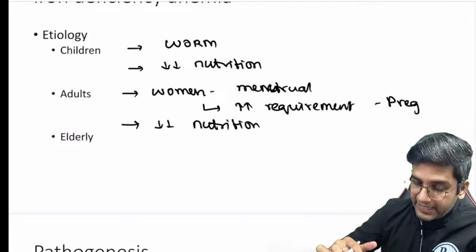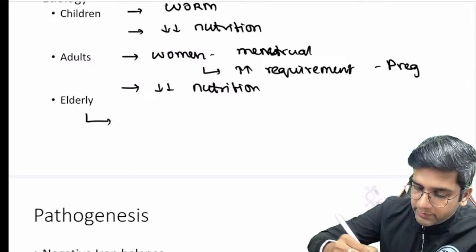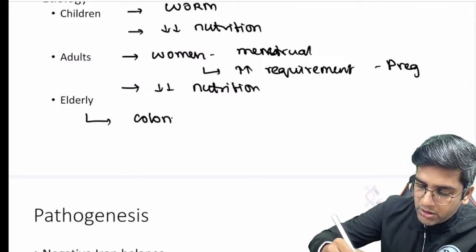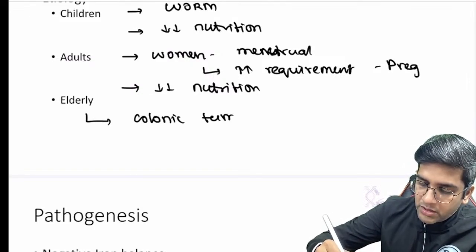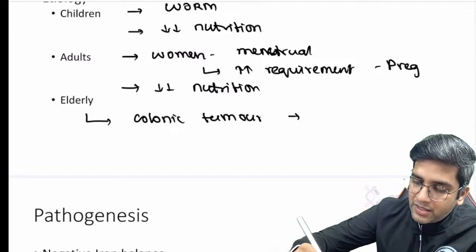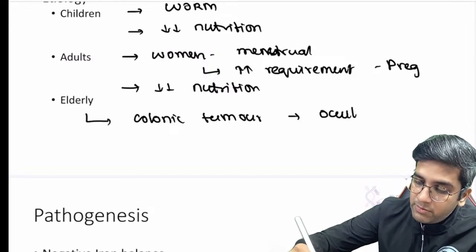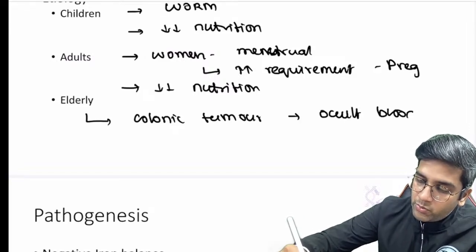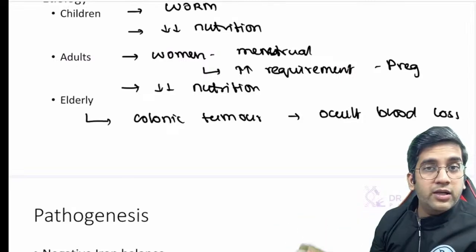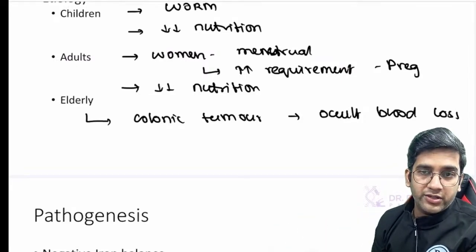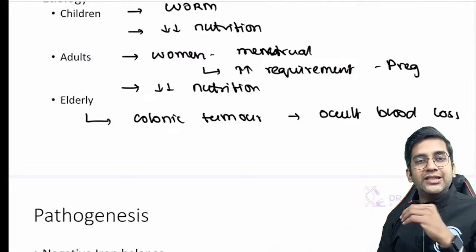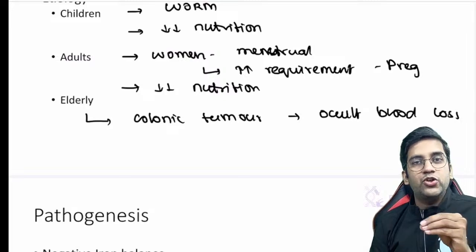Elderly with an iron deficiency anemia, most likely it will be a colonic tumor. Colonic tumors might lose blood, like Samantha said, we'll have occult blood in the stool. Again, in elderly also, I can have malnutrition, right? Good afternoon, Rashri, right? All these are classical etiologies of iron deficiency anemia.